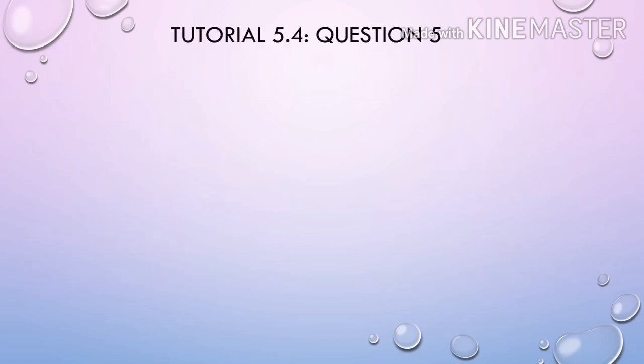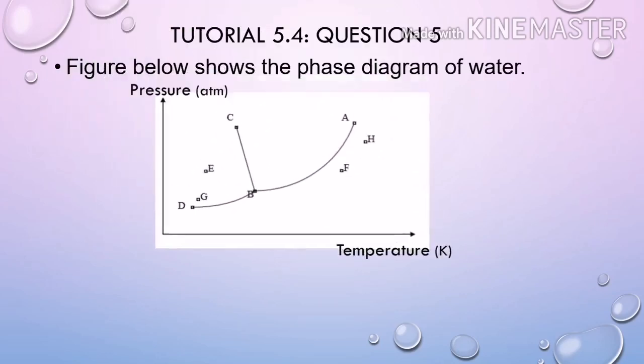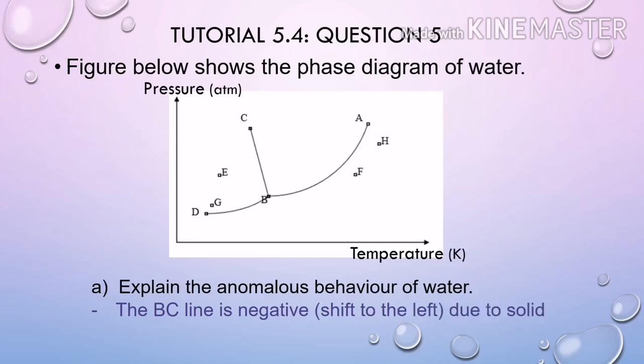Tutorial 5.4, Question 5. The figure below shows the phase diagram of water. Explain the anomalous behavior of water. The answer is, the BC line is negative, which is shifted to the left, due to ice being less dense than liquid water.